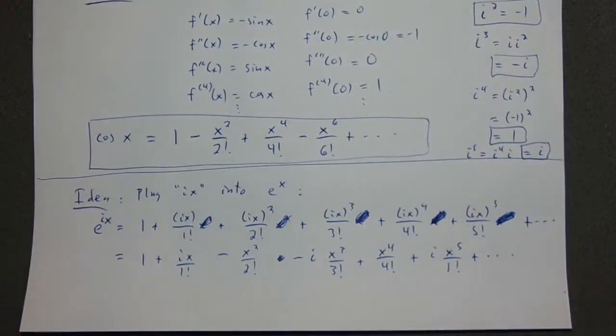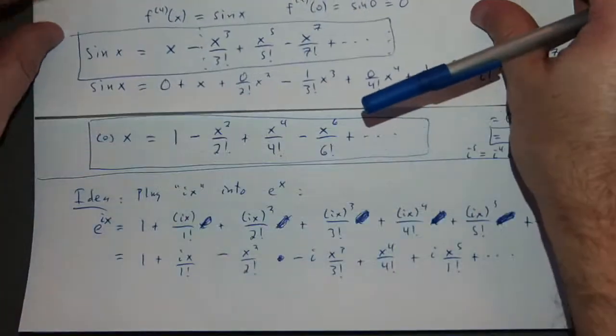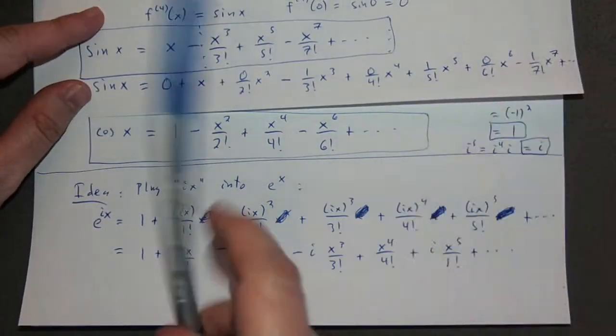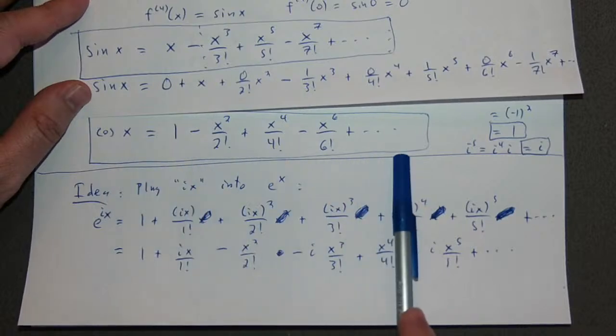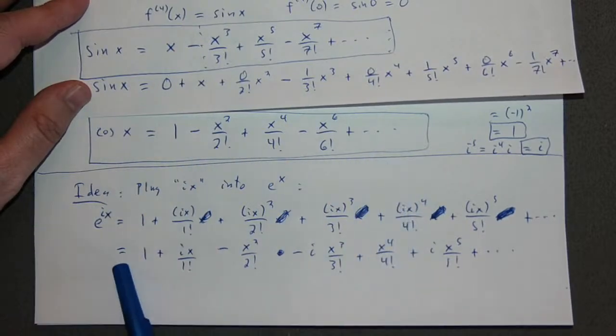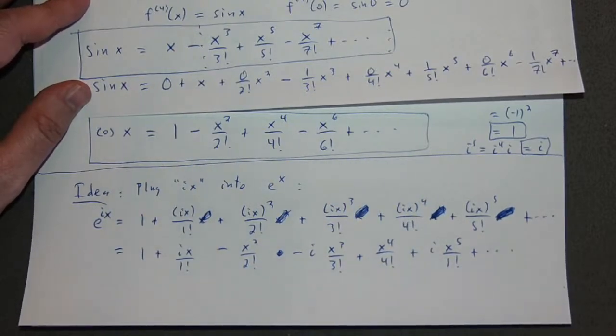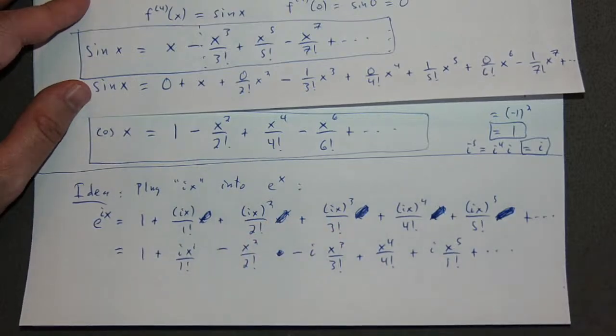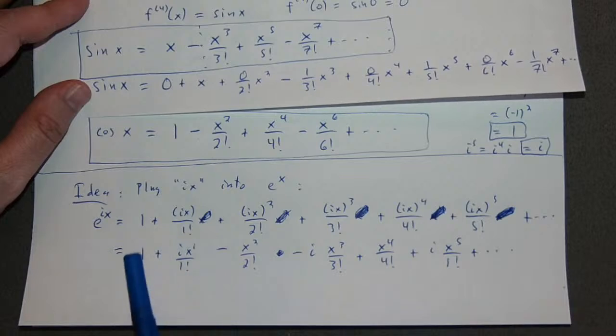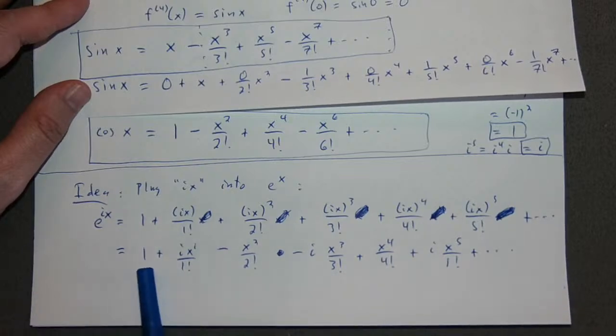Well, here's the expansion for sine, here's the expansion for cosine, and here is what I end up with. Where do the i's show up? They're on the odd powers, right? They're on the first power, the third power, the fifth power, the seventh power, and so on. What shows up on the even powers?